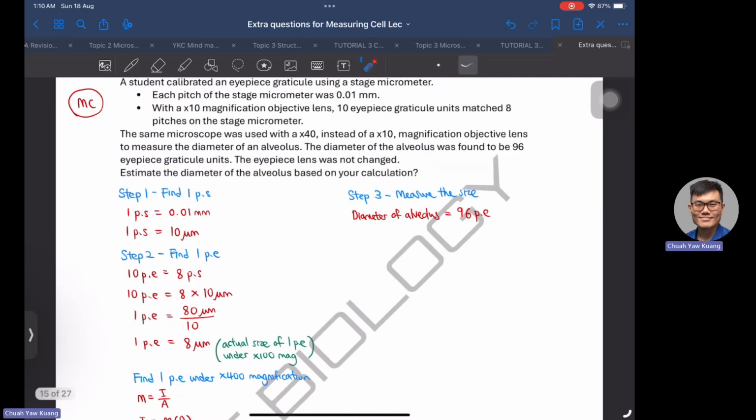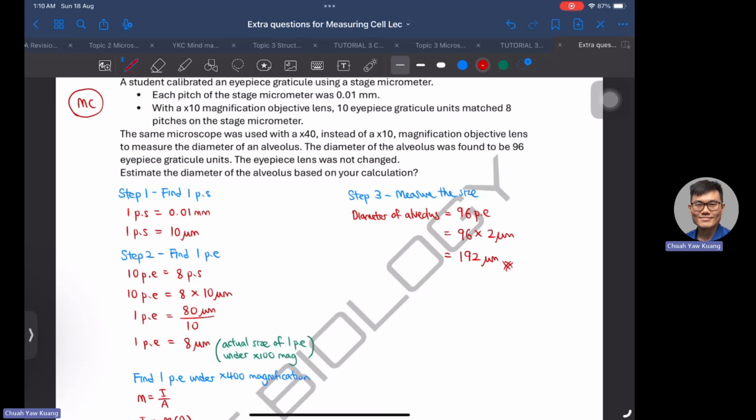So based on this, we can substitute here. So that means that the diameter of the alveolus is 96 times 2 micrometer. And with that, we can say that the diameter is 192 micrometer. So that's basically how we find this answer.